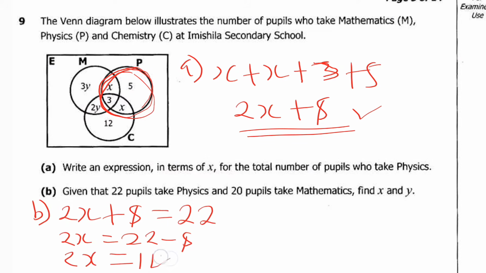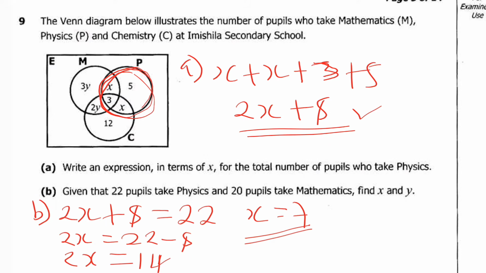22 minus 8 is 14. So we are going to divide both sides by 2. X is going to be 2 into 14, 7. So x is 7. Now what is the value of y? Okay, what is the value of y? Where is y?